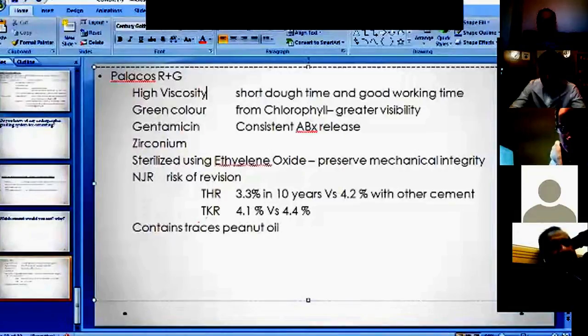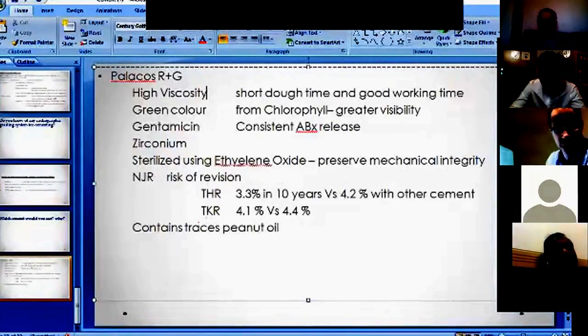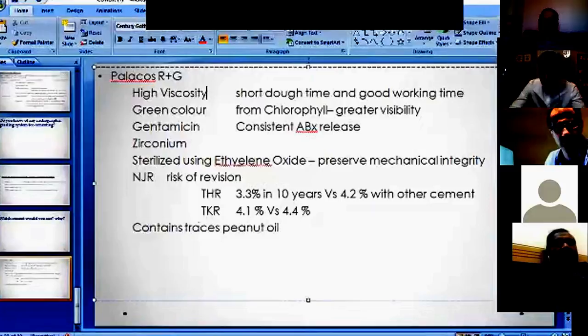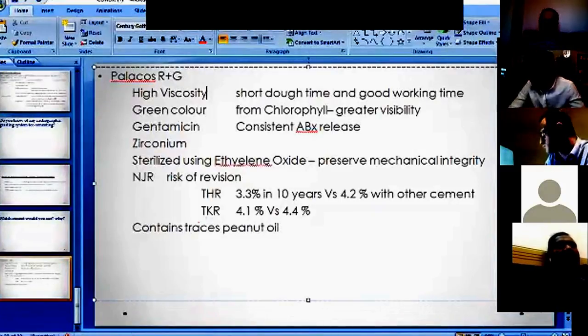So the cement I use is Palacos R and G. The reason I use it is it has a high viscosity, so therefore it has a short doughy time. I don't have to wait a long time for that, and it has a very good working time. That's the time I need the cement, the implantation time. It has a distinguishable green color, so it's easy to identify. If any leaks into the surrounding tissues, it is relatively easier to find. In revision cases also, you can see it.